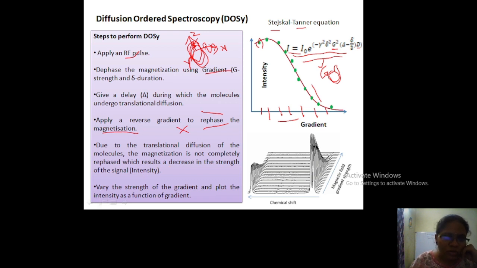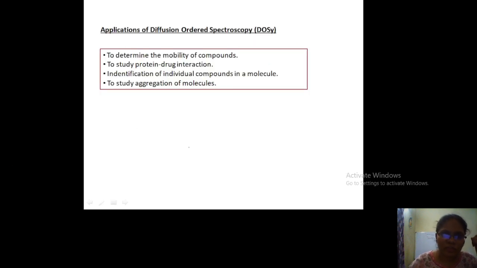So now what do you do? You perform this DOSY experiment at different field strengths and you record the intensity. When you fit this data to the Stejskal-Tanner equation, you get the value of the diffusion coefficient. In the beginning of this lecture, I told you that this DOSY experiment has so many applications in research. So let us see those applications one by one.